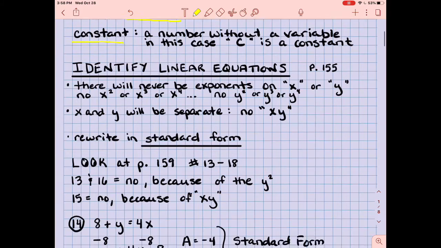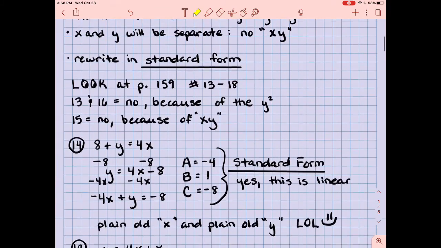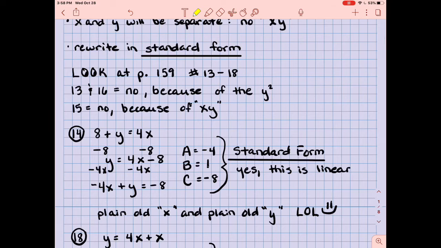form. If you look at page 159, numbers 13 through 18, these are problems that you would do this way. Number 13 and 16, we can automatically say no, these are not linear because of the y squared. Number 15, we can say no because of the xy together, x times y. So we don't even have to try to rearrange those. But look at number 14. We have 8 plus y equals 4x.